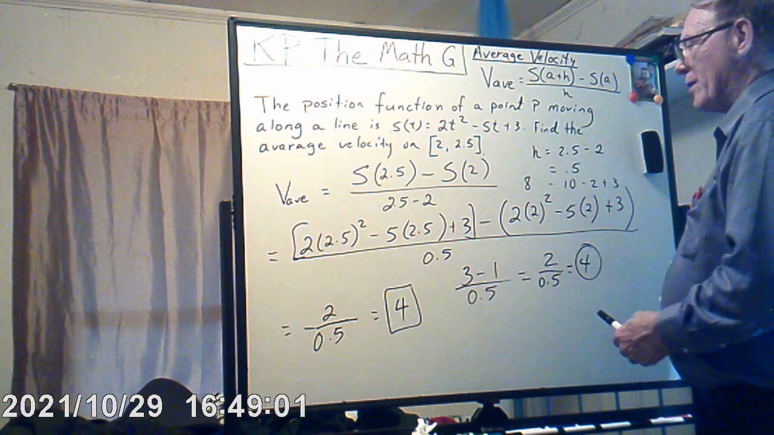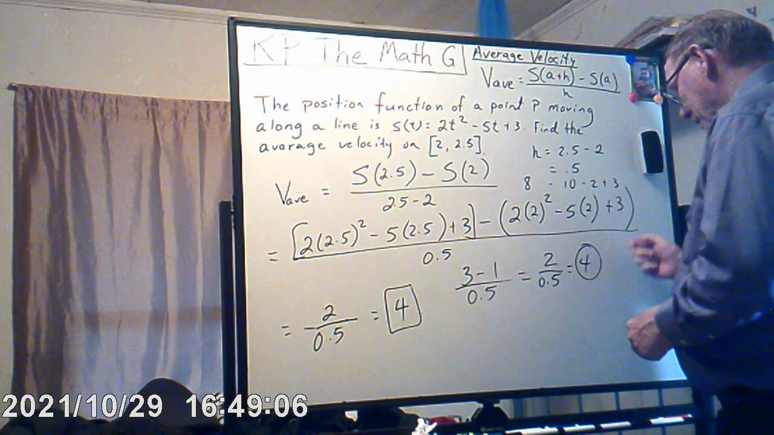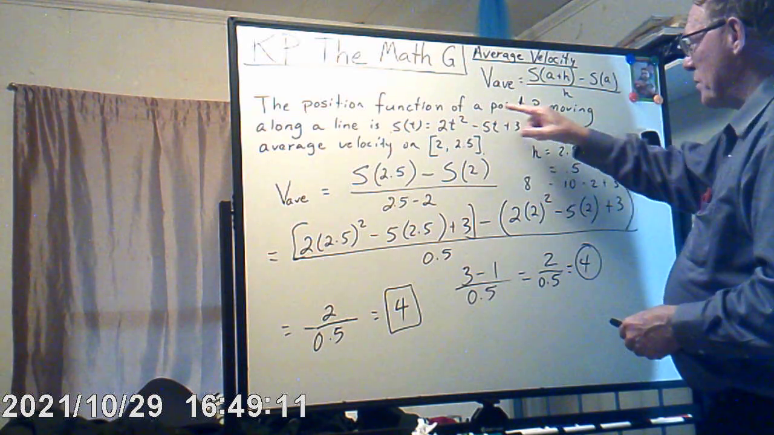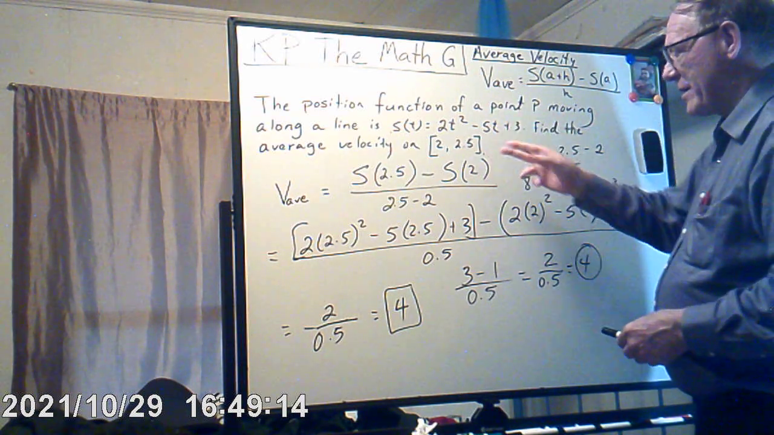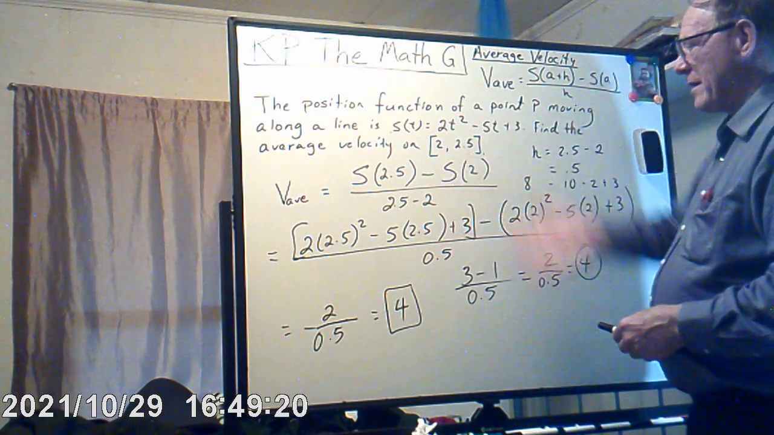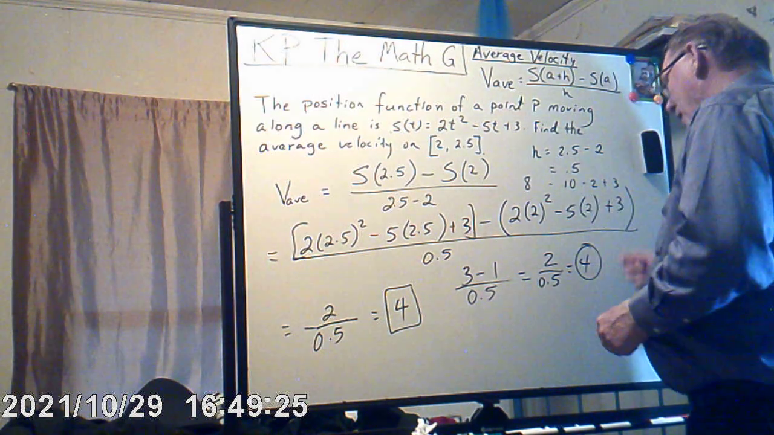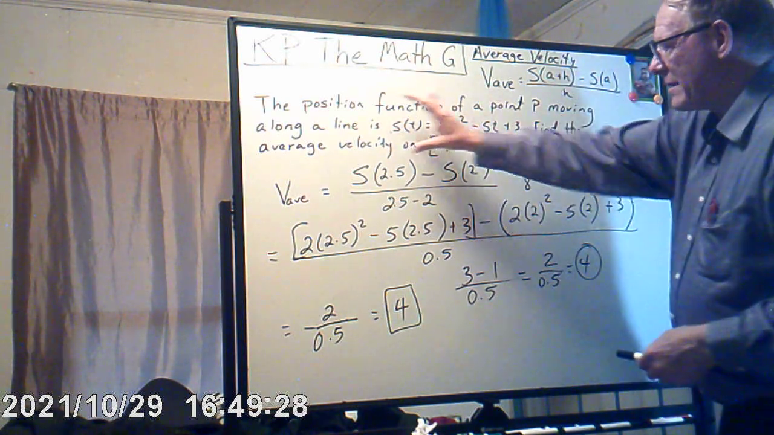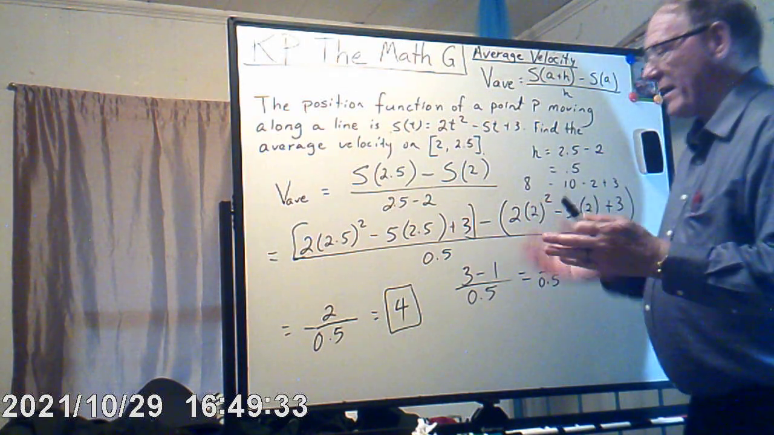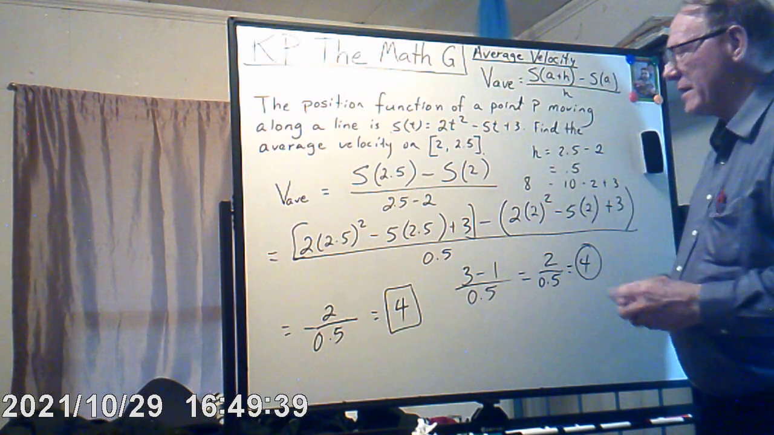Alright, so if we're looking at average velocity, I don't see any units here per se, but if time is in seconds and the distance is in feet, this would be 4 feet per second. The reason we don't have units here is that we did not place any units on this from the start. So this is the idea behind finding the average velocity.